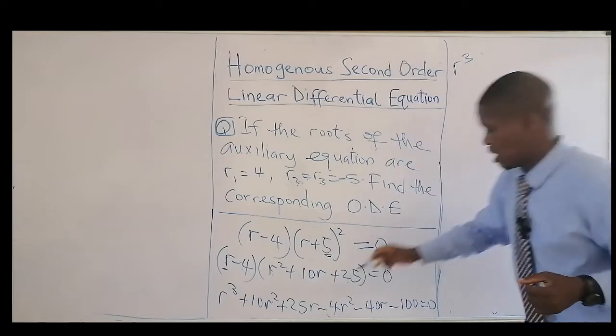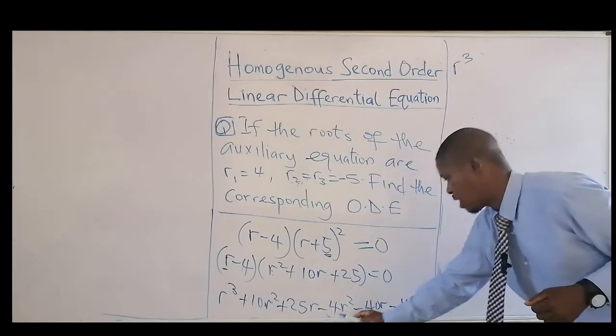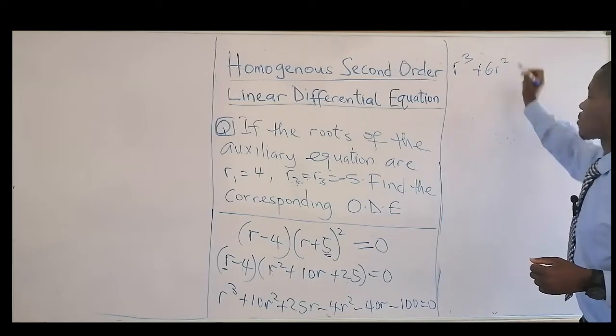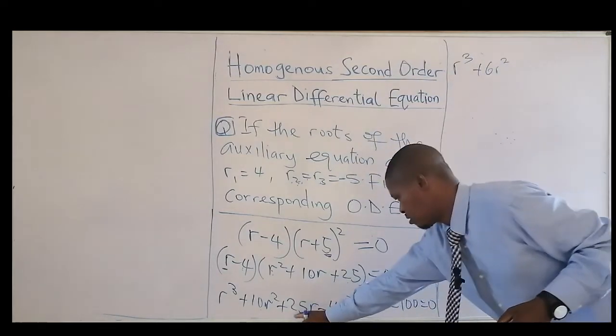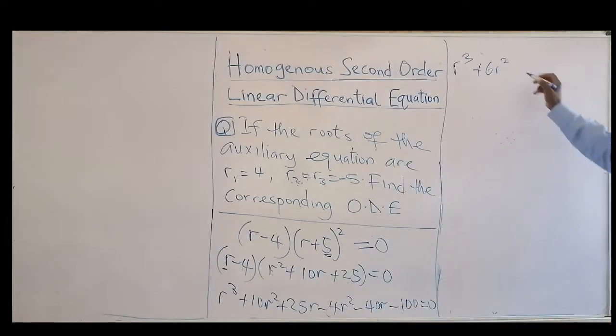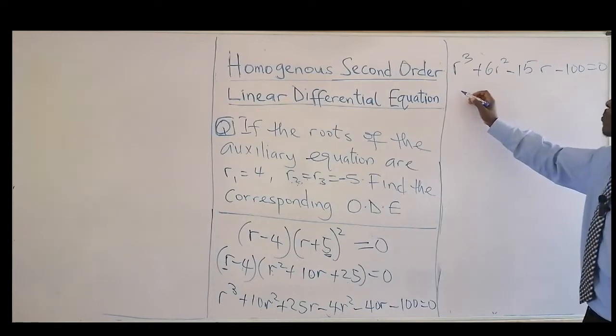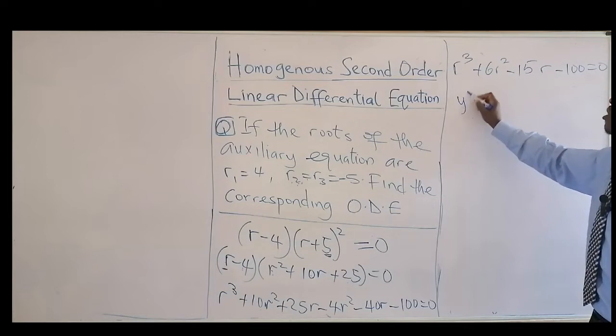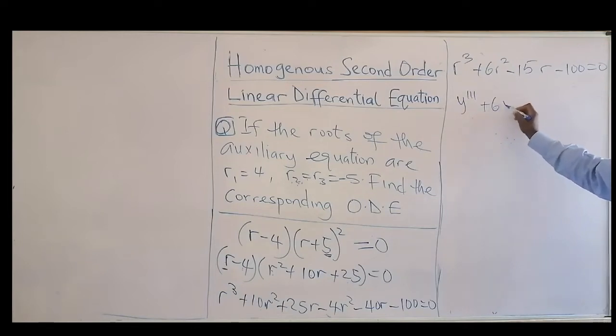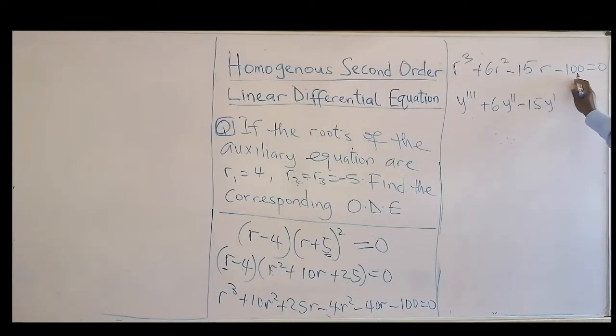So this will be 10r squared minus 4r squared, that's a plus 6r squared. Then 25r minus 40r, that's minus 15r, and then minus 100 equal to 0. With this, we can turn it to the ODE: the third differential, plus 6 times the second differential, minus 15 times the first differential, minus 100y equal to 0. And that's that on that question.